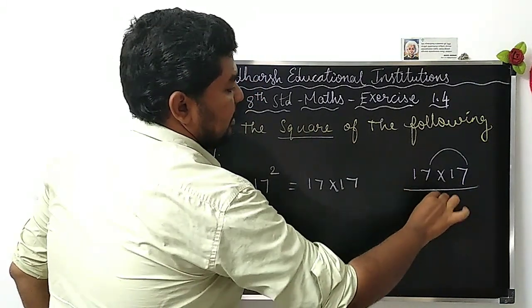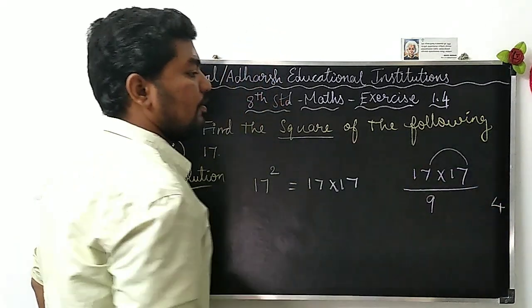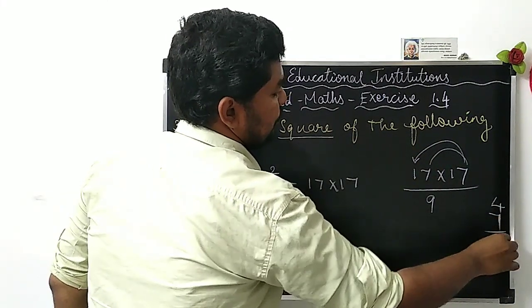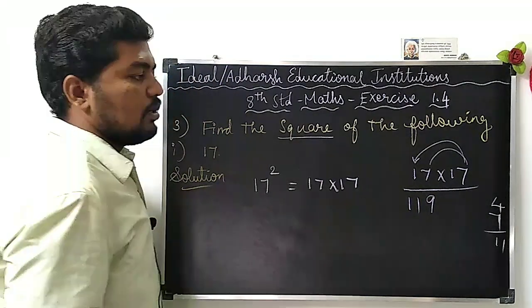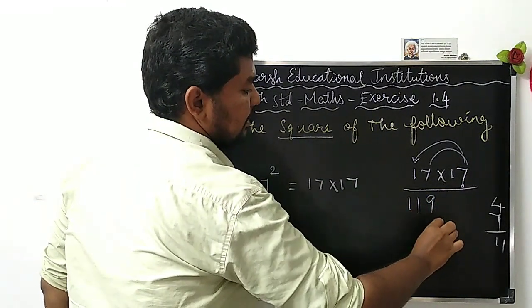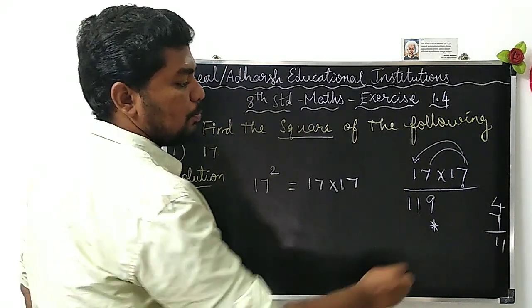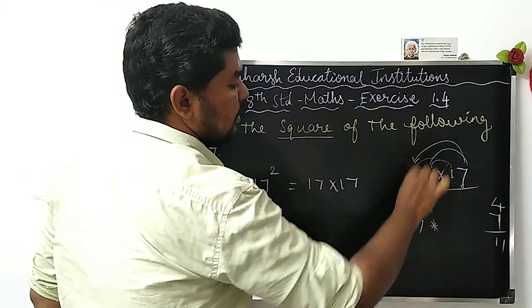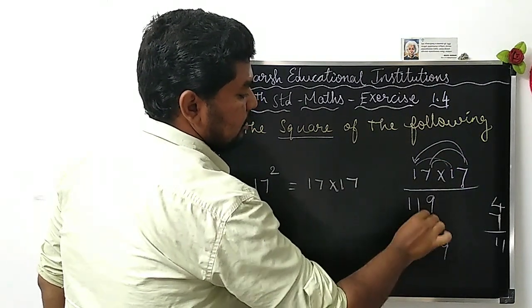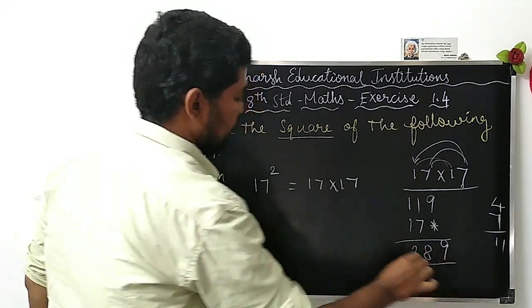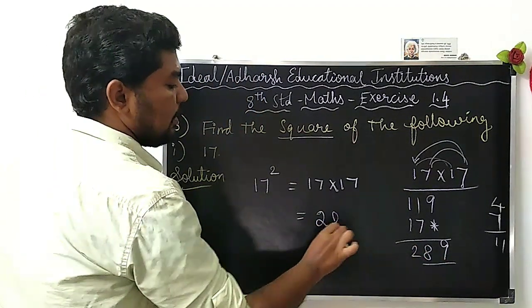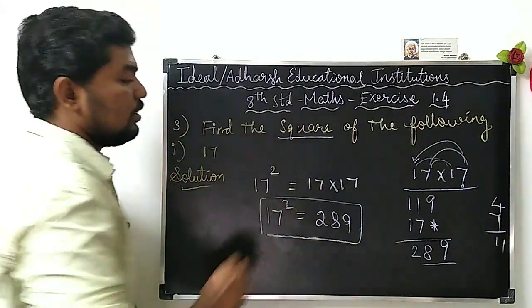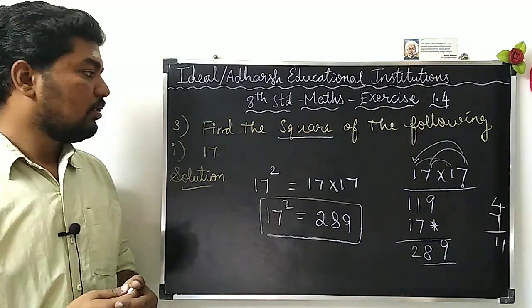7 sevens are 49, so you write 9 and carry 4. Again 1 seven is 7, 7 plus 4 is 11, so you write 11. So the ones place value is over. Next you take the tens place value 1, so put a star for the ones place. Next 1 seven is 7, 1 one is 1, 9; 7 plus 1 is 8; 1 plus 1 is 2. So 17 squared, the answer is 289. That's all. It's a very easy question under that concept.